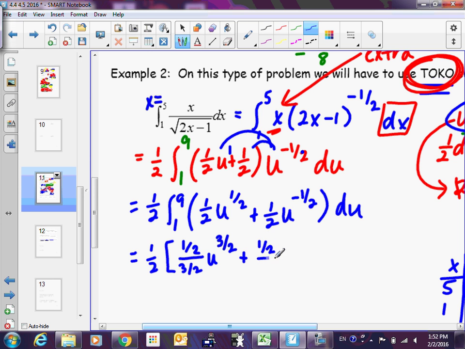Okay, right here I have 1/2 over something. u, what would be the new power on this term? 1/2. If you have negative half and you add 1, you get 1/2. That goes right down there as well. Again, I have bounds, so I don't need the plus c. I just need to do the bar, 9, and then a 1.